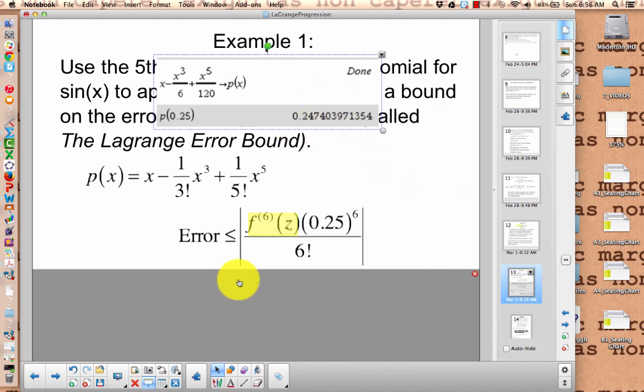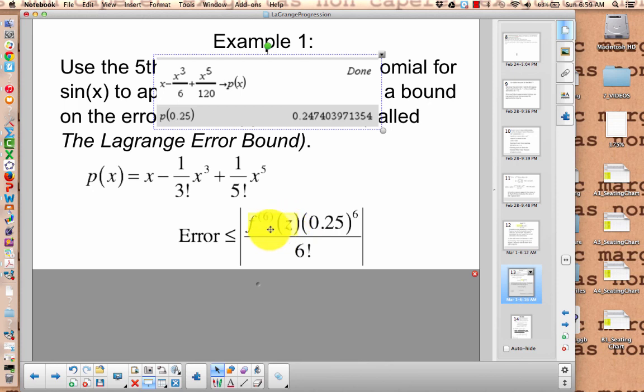All right, by the setup on the previous two slides, we know that the error is going to be less than or equal to the value of the sixth derivative of f at some number. I put z in here instead of c, but it's still some number between a and b, times 0.25, that's the b value. The a value here is a, so you don't see it because it's minus 0, to the sixth power over 6 factorial. Again, we don't know where this value of z is.